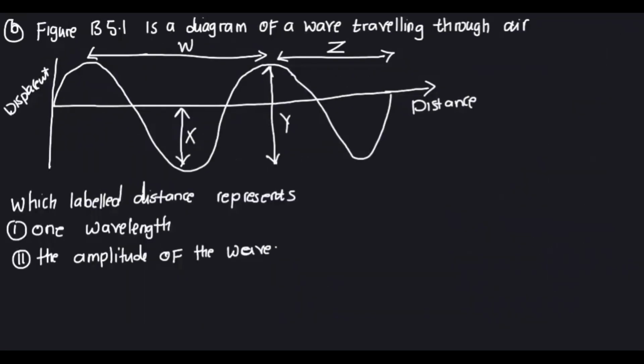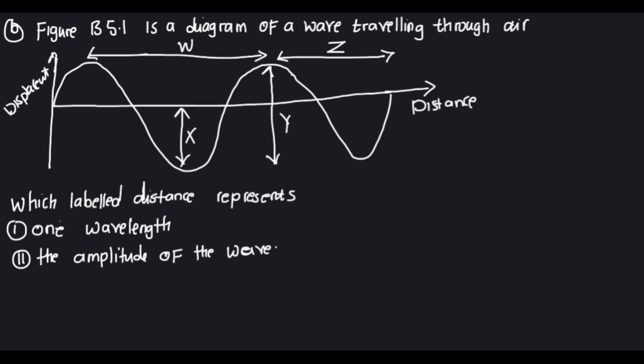Okay, so now we move on to question 5b. Figure B5.1 is a diagram of wave traveling through air. So we have in this axis there is displacement, then we have 4 distances, one denoted by W, we have Z, X, and Y here. Now let's look at the first question here. We want to find the distance representing one wavelength.